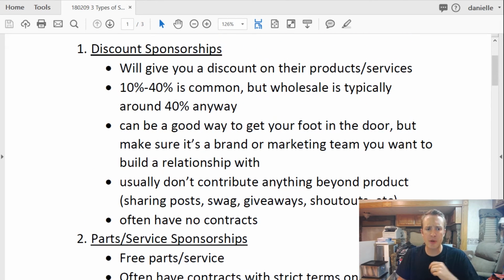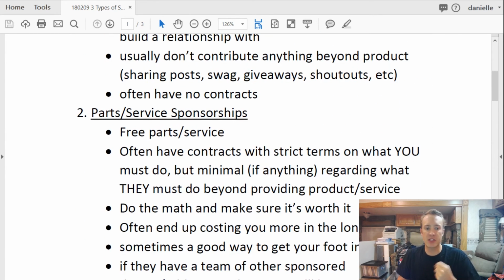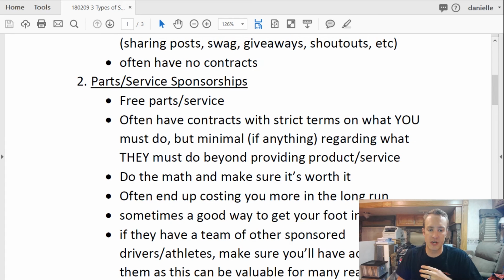So, to wrap it up, your first type of sponsorship is the discount sponsorship, where they offer you a discount on their products and services. The second type is the parts and service sponsorship, where they give you the parts or provide you service for free. That is the sponsorship. After you have some discount sponsorships, or once you have a certain level of a program, you'll find pretty quickly that companies are willing to send you product. Of course, with strings attached. They expect things from it.